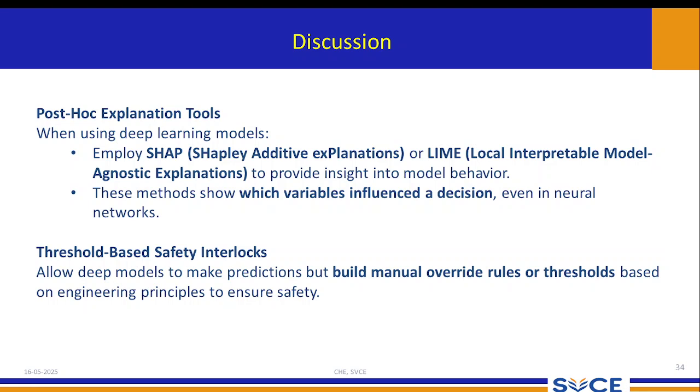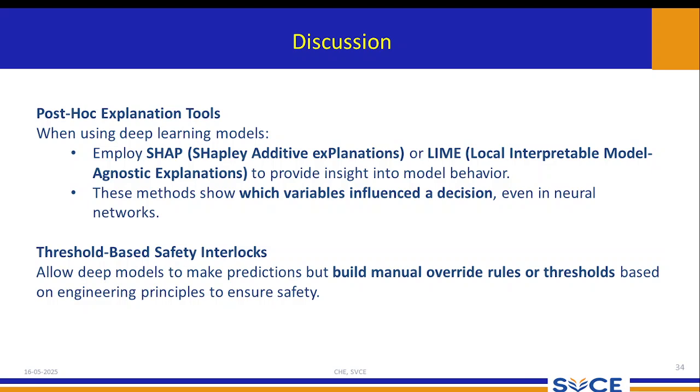It helps understand how individual features influence the prediction, transforming deep learning models from black boxes into more transparent and interpretable tools. So this is SHAP for deep learning models.